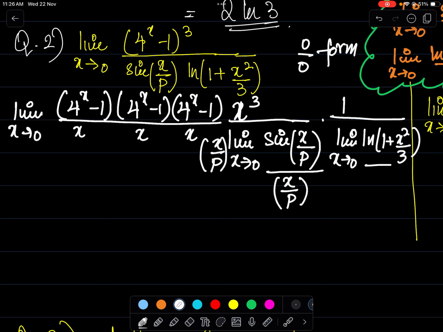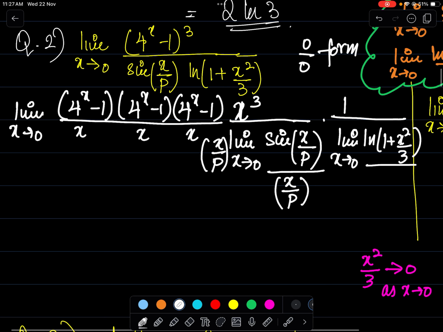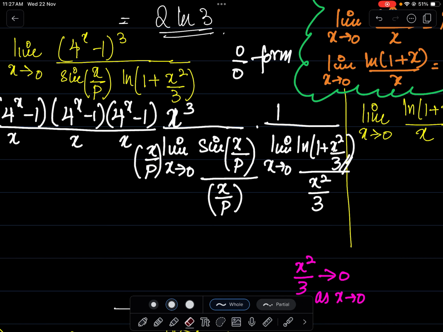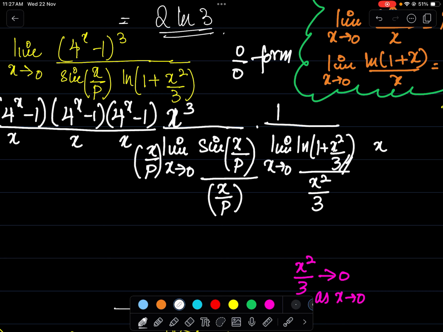Here what is happening? It is in the form of ln 1 plus x form. You can see very carefully, x square by 3 goes to 0 as x goes to 0, isn't it? X square by 3 goes to 0 as x goes to 0. So I can proceed and apply that formula. But for that I need to make sure whatever is here should be in the denominator. So what I am doing is I am multiplying and dividing by it. Okay, x square by 3, the product.